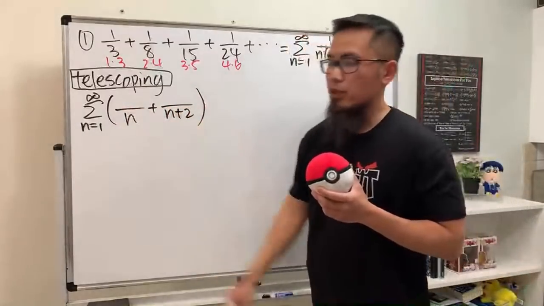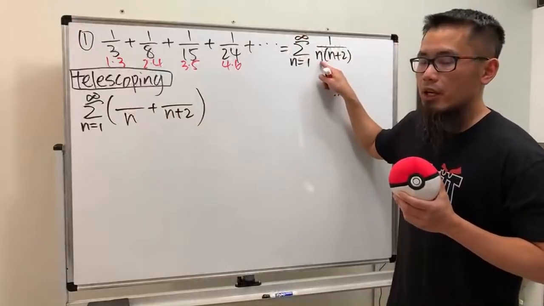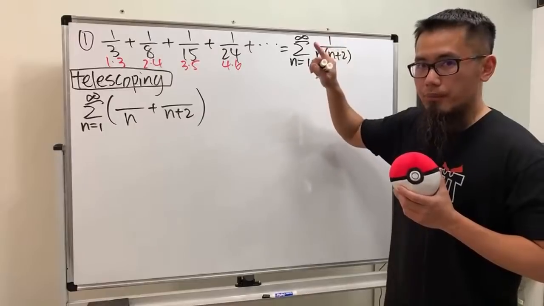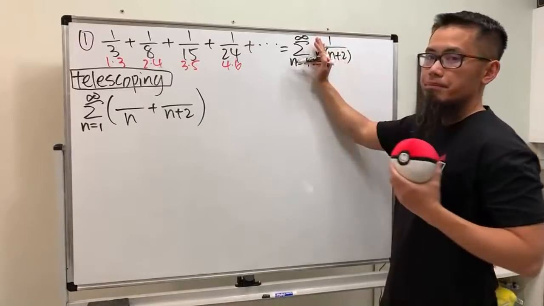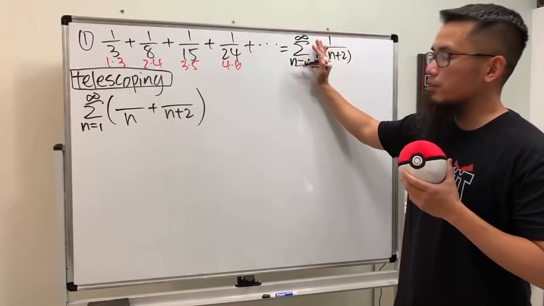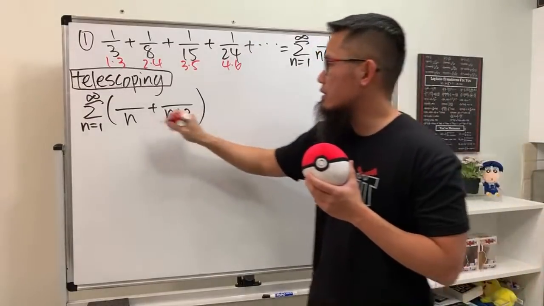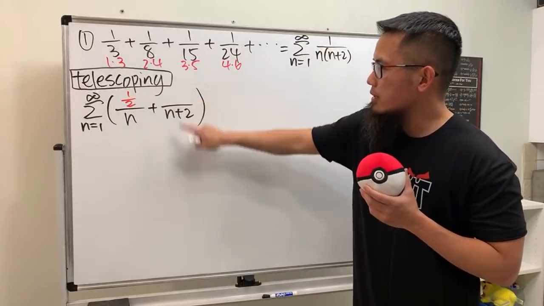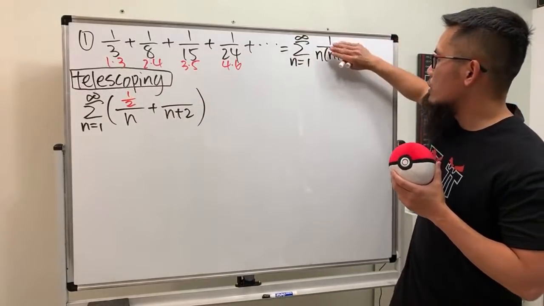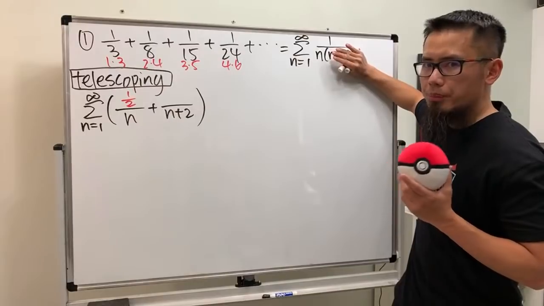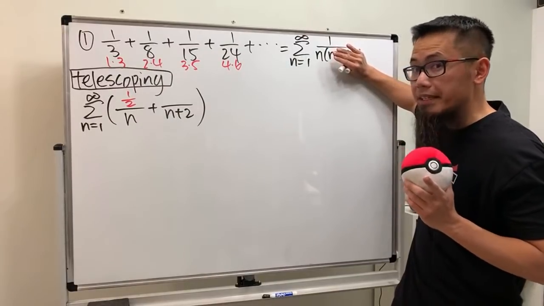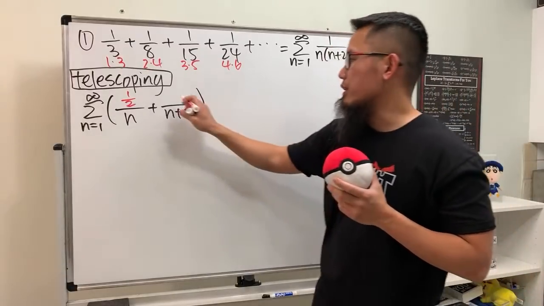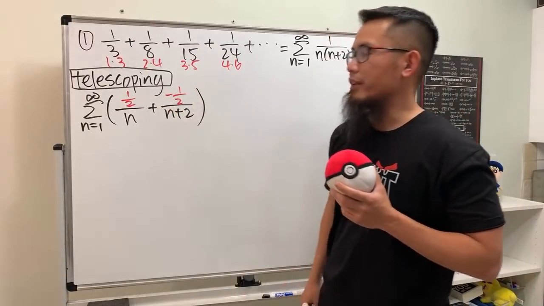How do we figure this out? Well, do the cover up method. We go back to the original and cover this up. n shall be 0, and you put 0 in here. You get 1 over 0 plus 2, namely 1 over 2. So this is the number right here. And then to figure out this one, we go back to the original and cover this up. n plus 2 shall be 0, so that means n shall be negative 2. You put that right here, so you get 1 over negative 2. So you get negative 1/2 right here.